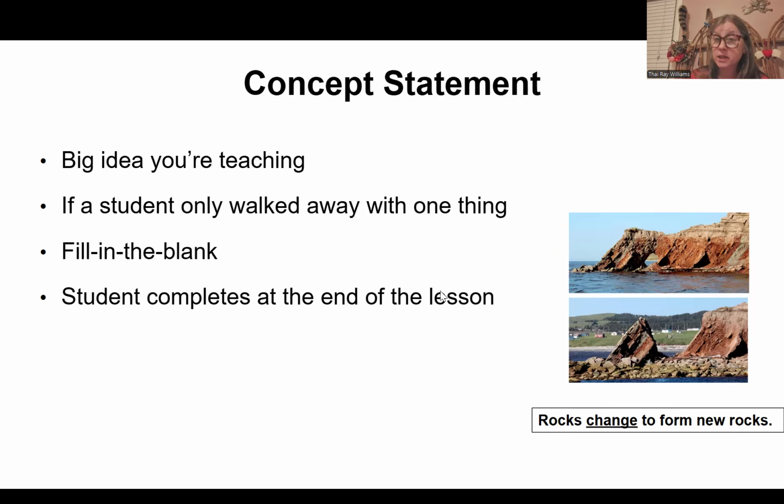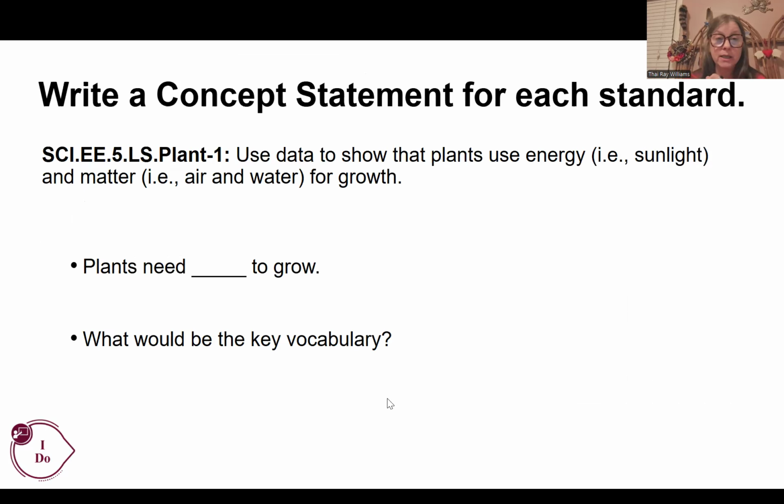As a reminder, it's a fill in the blank that you're going to go back and revisit, and the students are going to complete at the end of the lesson. So you're going to introduce it at the beginning, you're going to teach it throughout, and then they're going to complete it at the end of the lesson. All right, so let's go ahead and look at one.